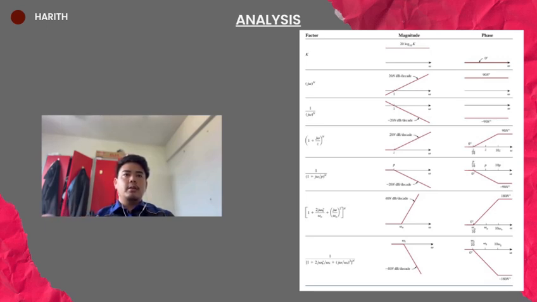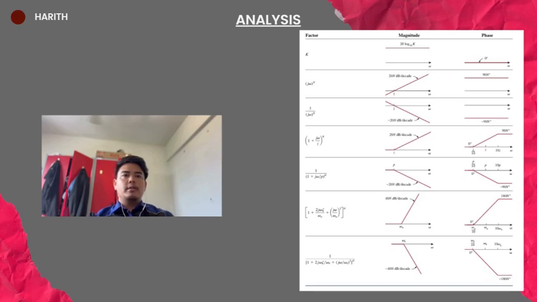So for the analysis, we will focus on 4 key factors. Number 1 from the table is constant gain K. The constant gain factor represents the system's baseline amplification or attenuation. Its magnitude is a flat line across all frequencies, calculated as 20 log 10 K dB. The phase contribution is 0 degrees for positive K, or plus minus 180 degrees for negative K. This factor establishes the starting point for the magnitude plot and ensures the system's overall gain is properly scaled.